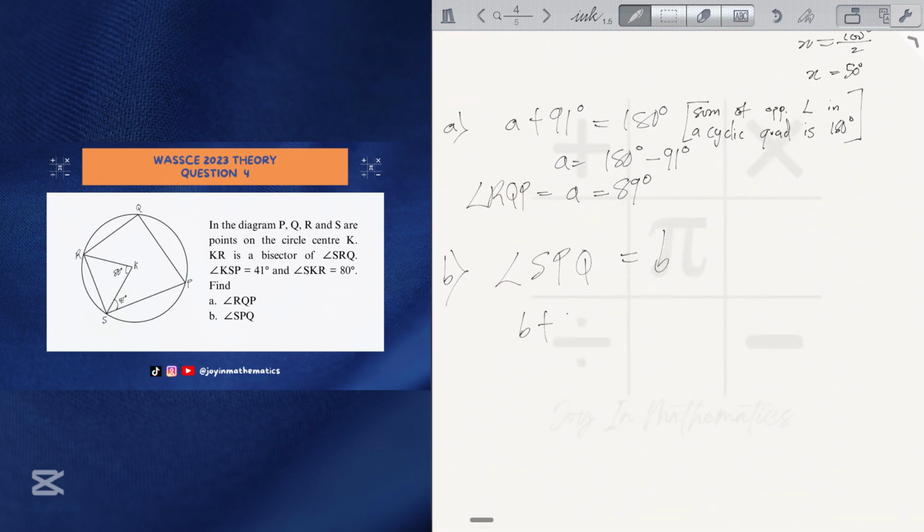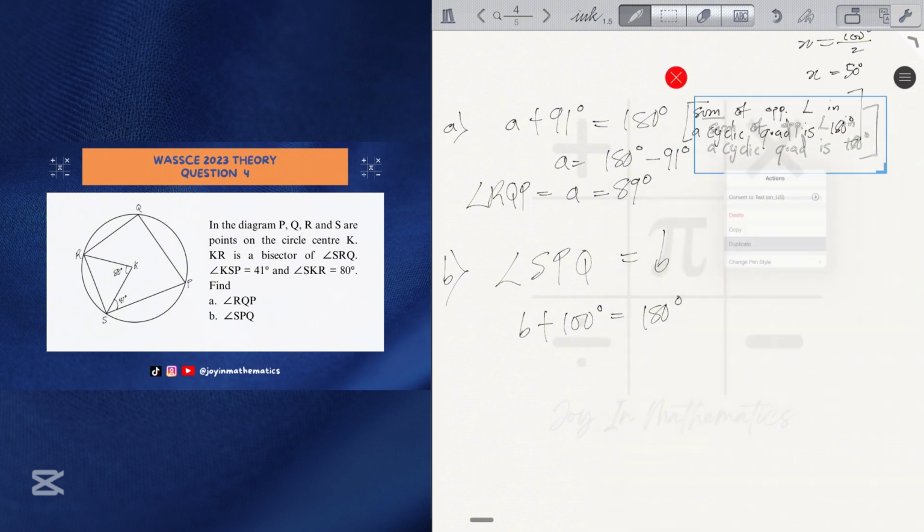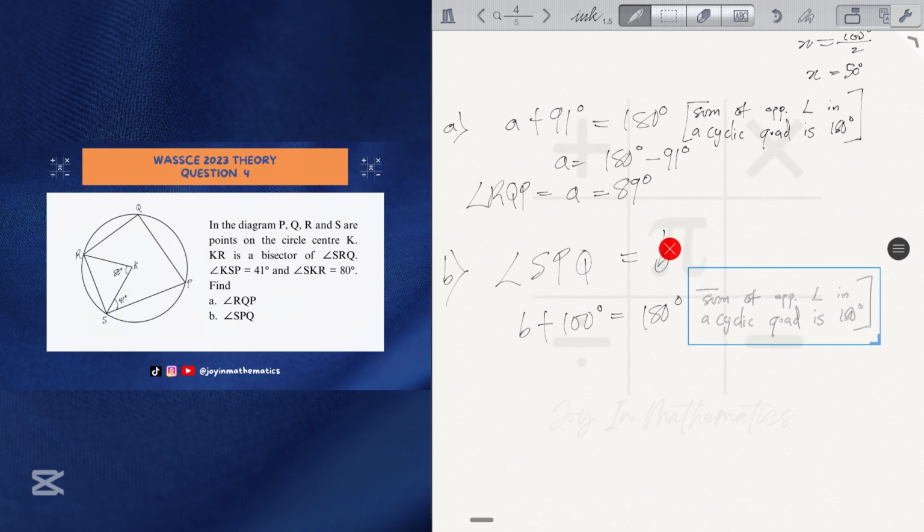So that B plus 100 degrees is equal to 180 degrees. And the reason is the same. The sum of angles in an opposite quadrilateral is 180 degrees. So we'll just duplicate this and bring it down here.